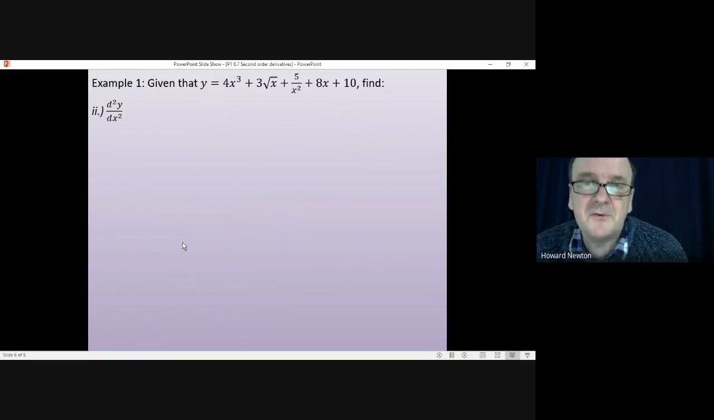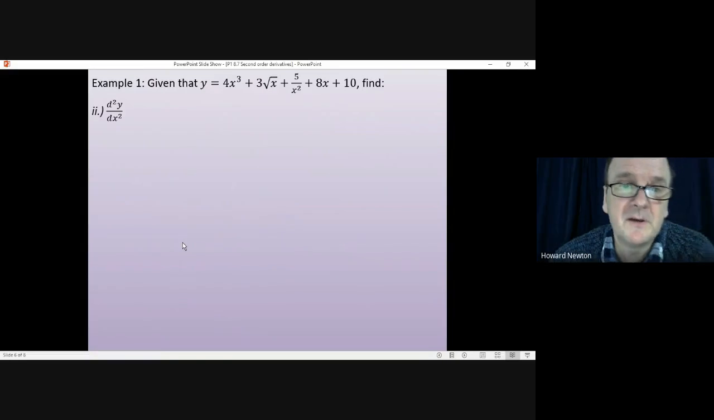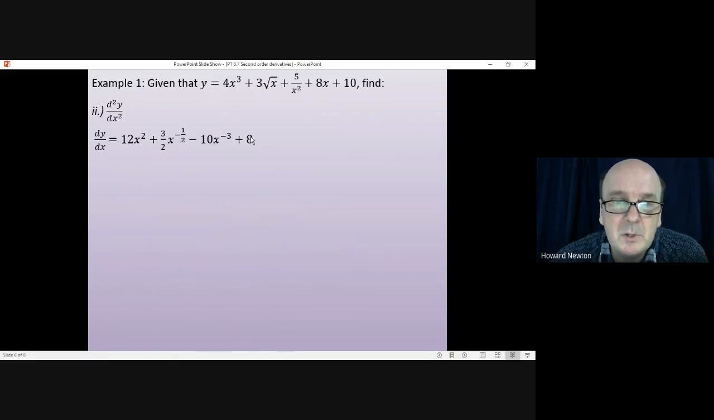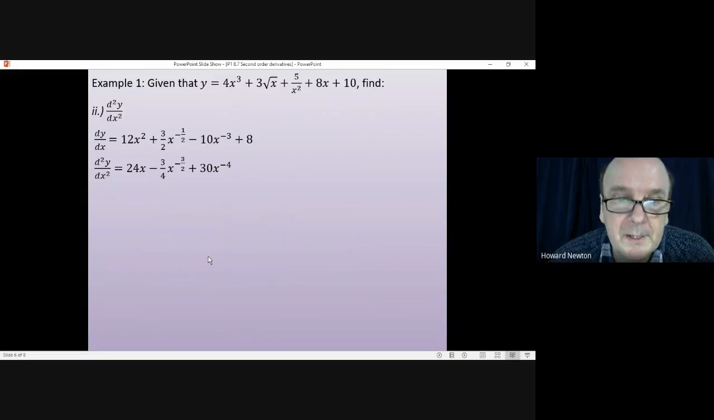We were then asked to differentiate it a second time to find the second differential. Now the most convenient form to use is this one, where I've just got a number times by x to a power. So that's dy by dx. If I differentiate that with respect to x, then I'll get d2y by dx squared. 2 times the 12 gives me 24, minus a half times by the 3 over 2 gives me that, minus 3 times by the minus 10 is plus 30, and when I differentiate the constant, it goes completely.